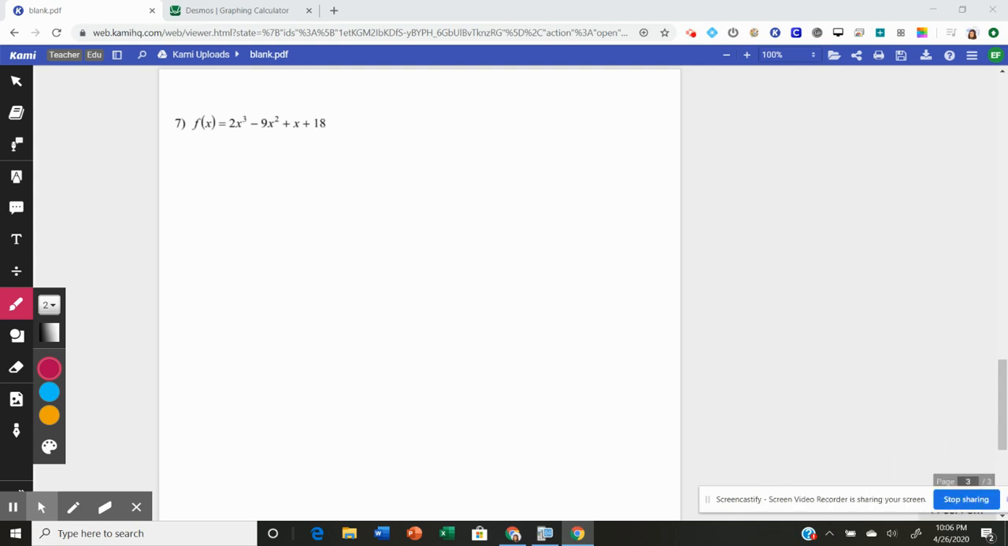Hello again, welcome to part 3, the last part of our series here. Again, the directions are asking us to state the rational roots and then use the quadratic formula to find the irrational roots of the polynomial here.